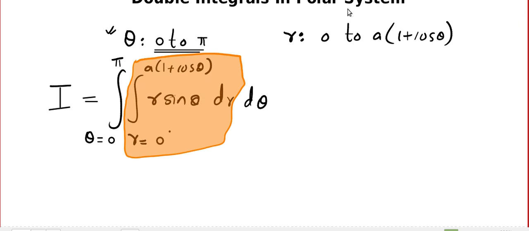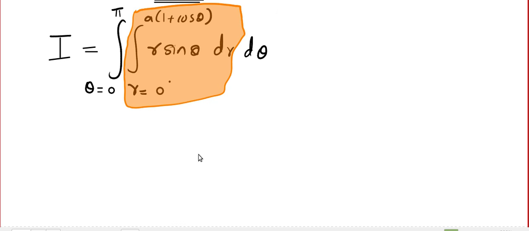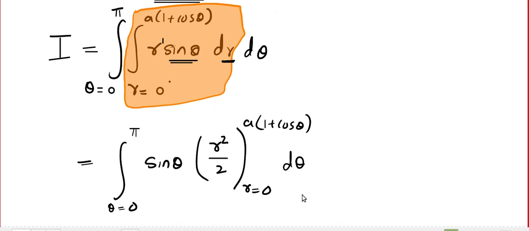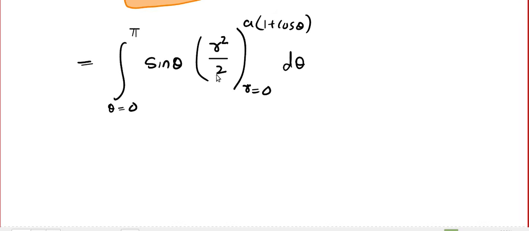Now we are ready to integrate. When we integrate with respect to R, our sin theta will be a constant. So I am going to keep sin theta, and R means R to the power 1. That gives me R square by 2. And R changes from 0 to a into 1 plus cos theta, d theta. Now what happens? I am going to keep this 1 by 2 outside. And theta will be 0 to pi.